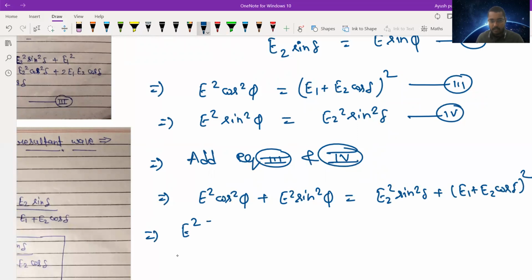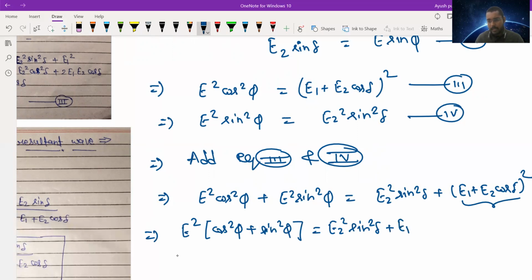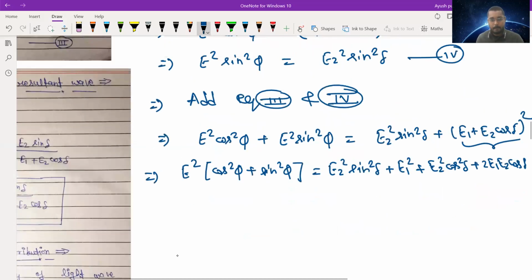So in this, let's take the E square common. We will be left with cos square phi plus sin square phi, which is equal to E2 square sin square delta, and let's open this. So we will get E1 square plus E2 square cos square delta plus 2E1 E2 cos delta, right? We have just opened this bracket using the formula for A plus B whole square. Now we know sin square plus cos square is 1, so we will be left with only E square.